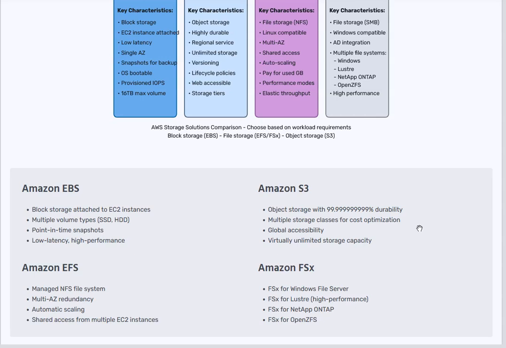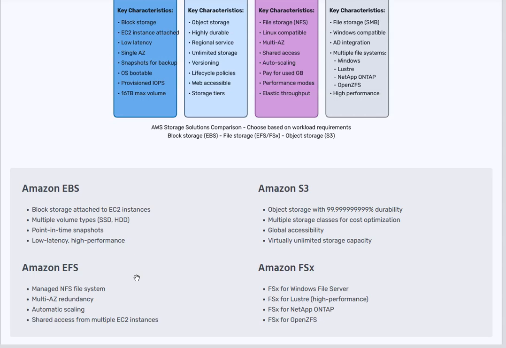Global accessibility. It's a regional service. We create it in a region, but it can be accessed from anywhere. Virtually unlimited storage capacity, so that's not a big problem for us anyway. The capacity we have on our own premises is less than whatever these guys are offering.